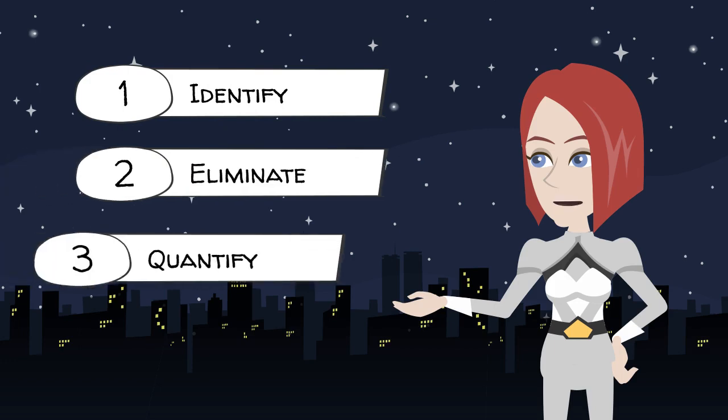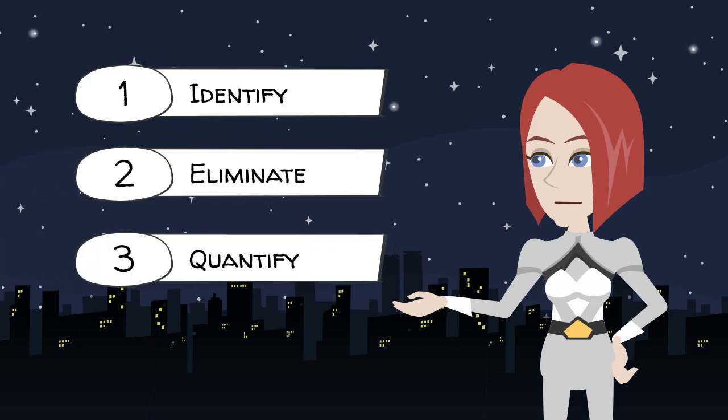So, how can you be a rot elimination superhero? First, you must identify which data constitutes rot and abandoned data. Then, you create plans to successfully eliminate that data. Finally, you quantify your organization's savings.